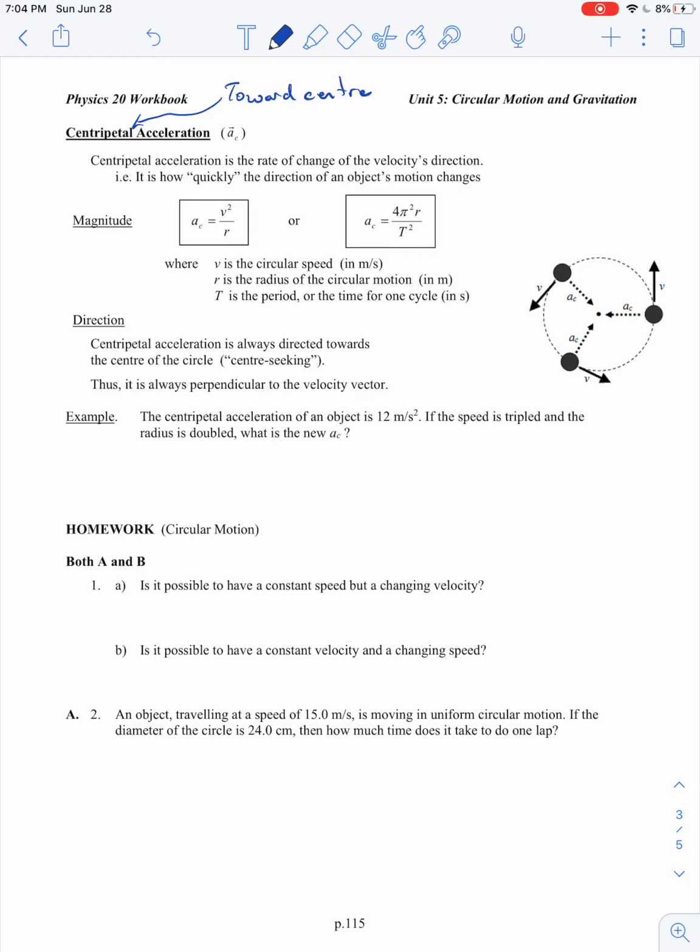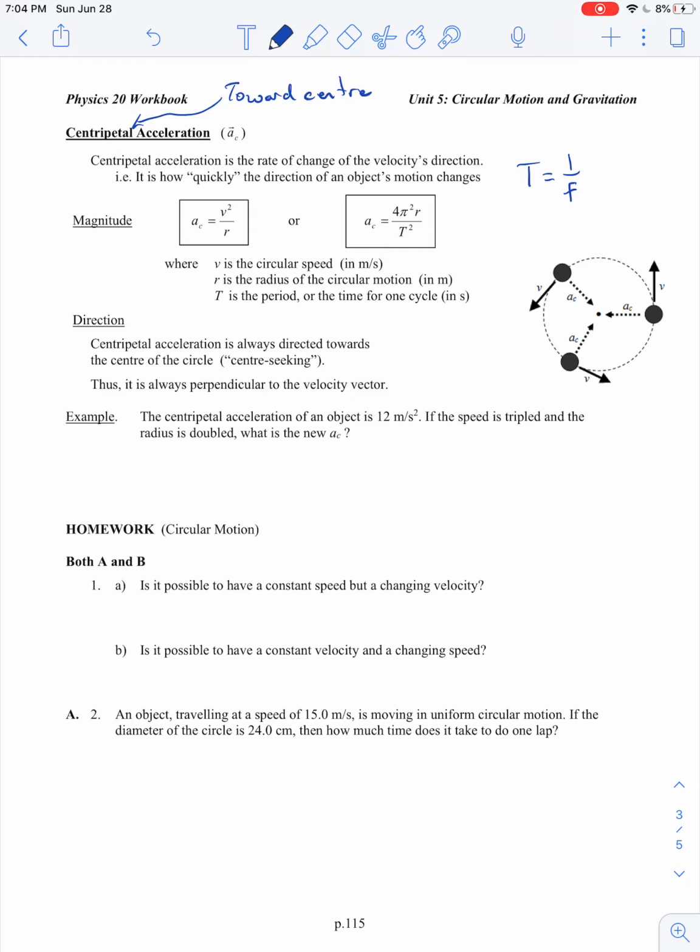We have two formulas for centripetal acceleration. One of them is v squared upon r. The other one is 4 pi squared r upon t squared. In these equations, v is velocity, the circular speed or the tangential speed. r is the radius of the circular motion, and t is the period, or the time for one cycle. And remember again that t and frequency are reciprocals of each other. Period is measured as the time for one circle, and frequency is the number of circles per 1 second.